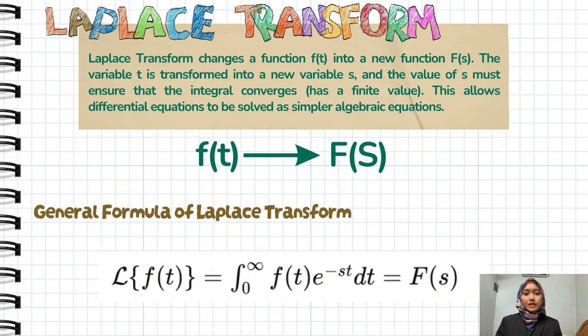Now let's move on to the next chapter, which is chapter 4, Laplace transform. Laplace transform changes a function of t into a new function of s. The variable t is transformed into a new variable s, and the value of s must ensure the integral converges, which means it has a finite value. This allows a differential equation to be solved as a simple algebraic equation. As you can see in the slide, the general formula of the Laplace transform is shown, where f(t) is the original function and F(s) is the transformed function.